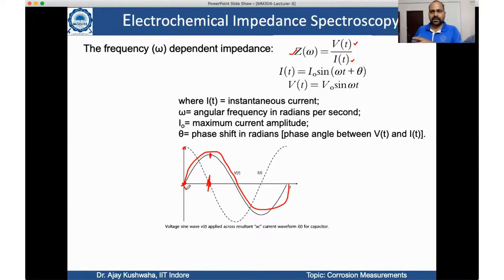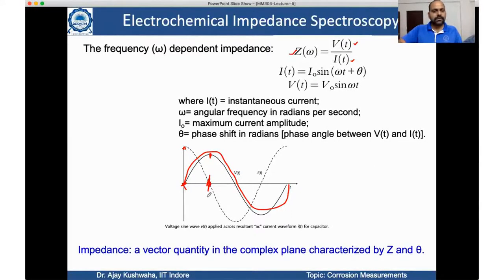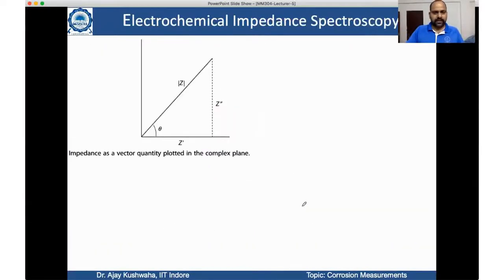Let me take some water here. Now see the other conditions. So impedance, a vector quantity in the complex plane, characterized by Z and theta. So if you represent Z, we are saying Z(omega) is not a real value, it is basically complex. So it has a real part as well as a complex part. So we can write Z is equal to Z' plus Z''.